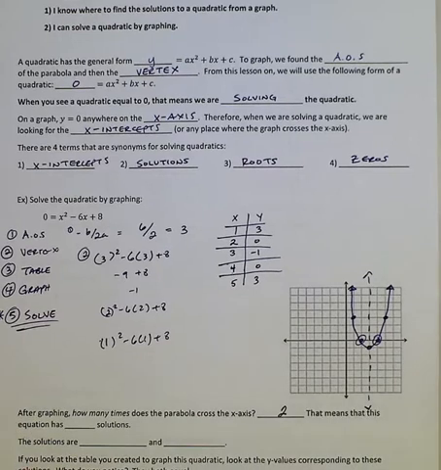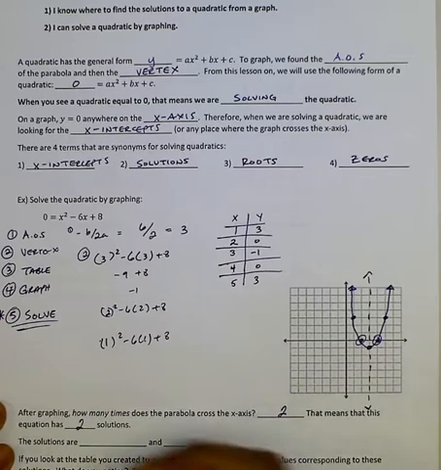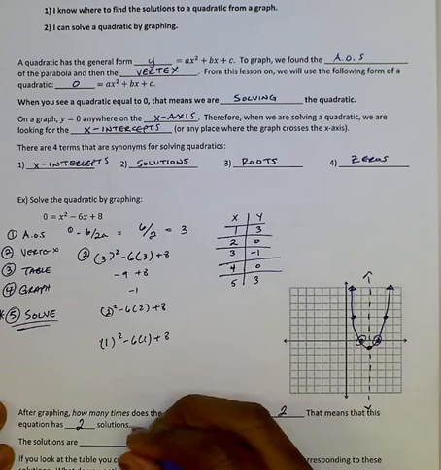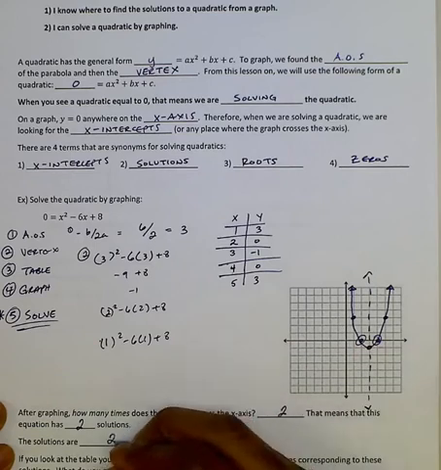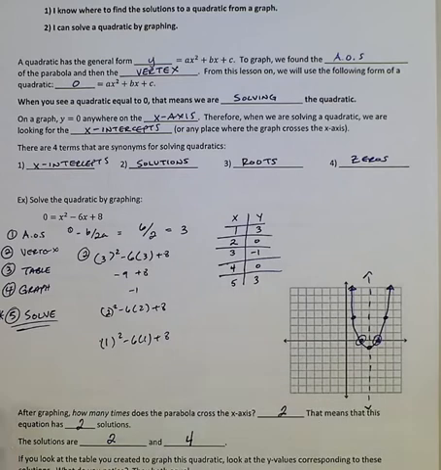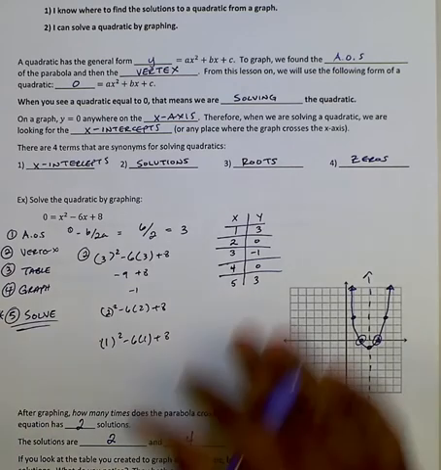Okay, so after graphing, we see that the parabola crosses the x-axis twice. That means that this equation has 2 solutions. The solutions are 2 and 4. Those are the 2 x values that make y 0.